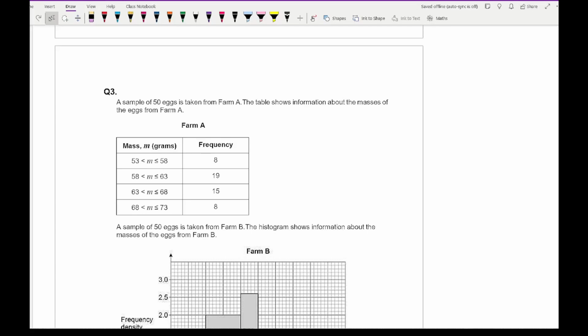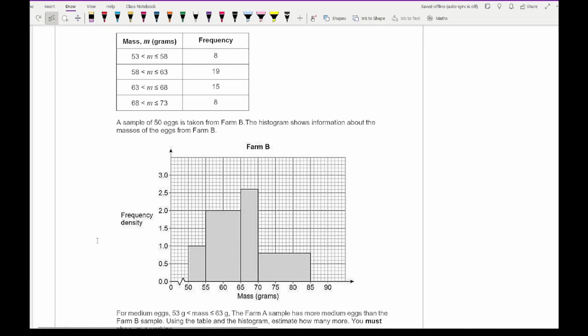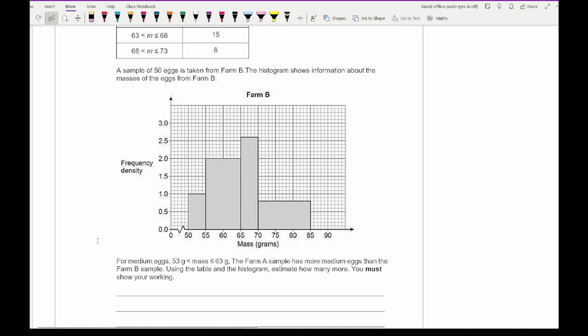The table shows information about masses, the eggs from farm A. And then for the second part, it says that a sample of 50 eggs is taken from farm B. The histogram shows information about their masses. And it says for medium eggs, which weigh between 53 and 63, farm A sample has more medium eggs than farm B. Using the table and the histogram, estimate how many more. You must show your working out.